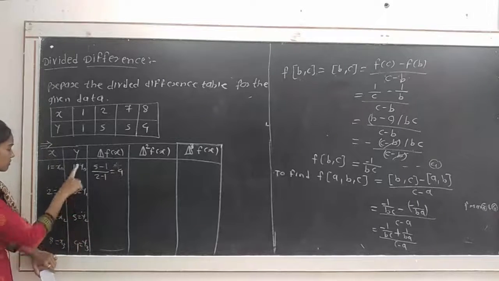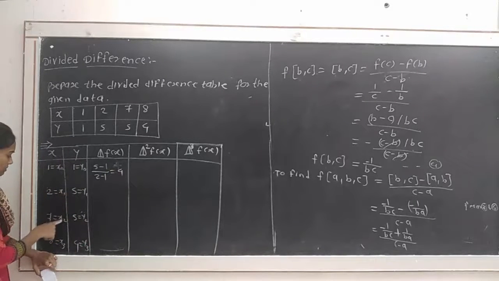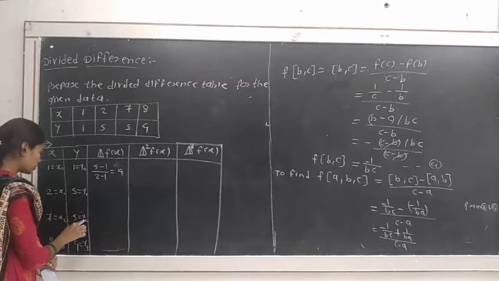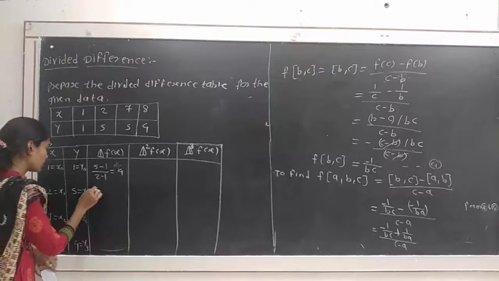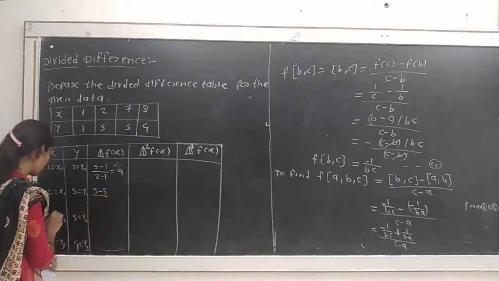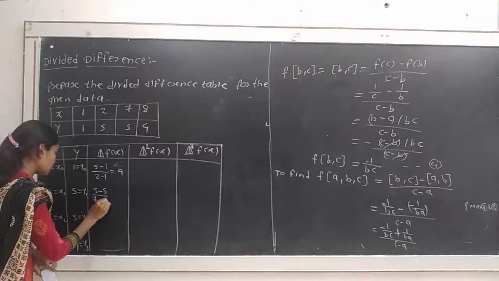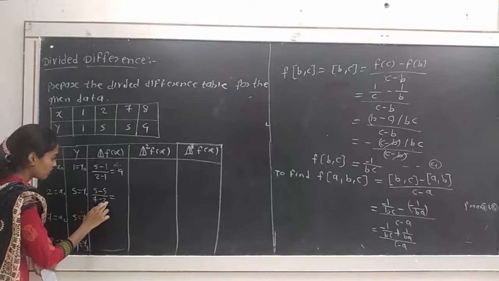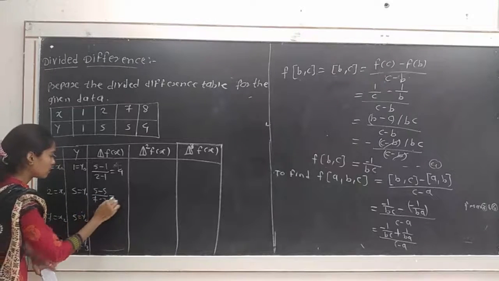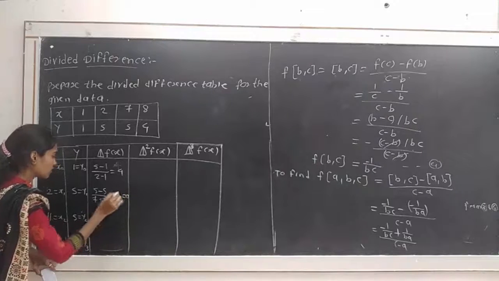Then the first divided difference for the argument x1 and x2 is f of x2, that is y2 minus y1 divided by x2 minus x1. So 5 minus 5 divided by 7 minus 2. 5 minus 5 will be 0. So 0 divided by 5, we get it equal to 0.